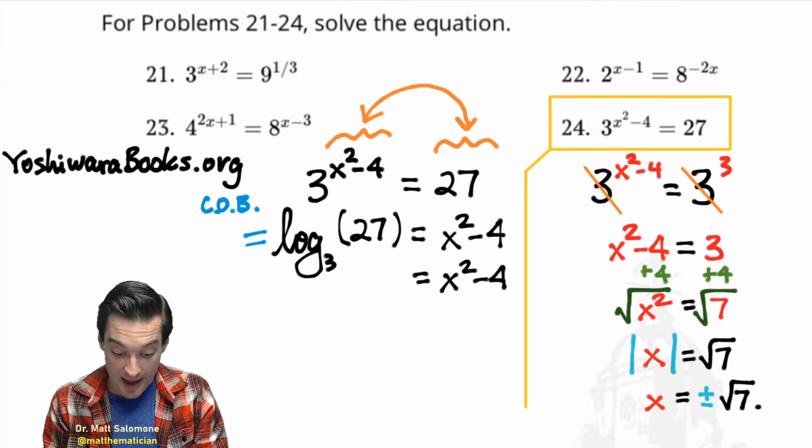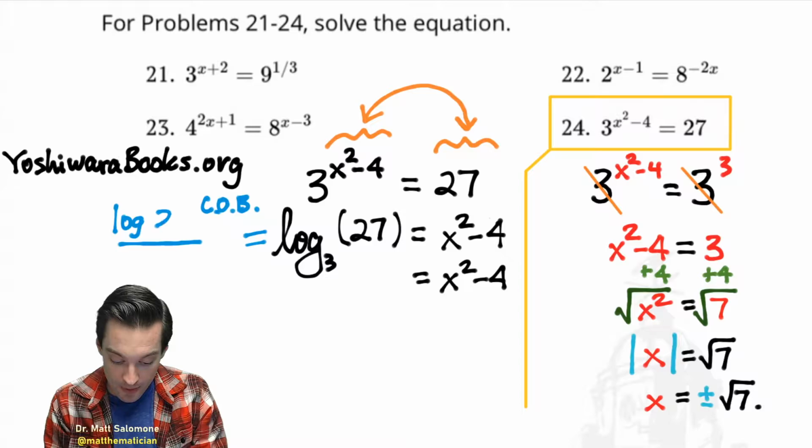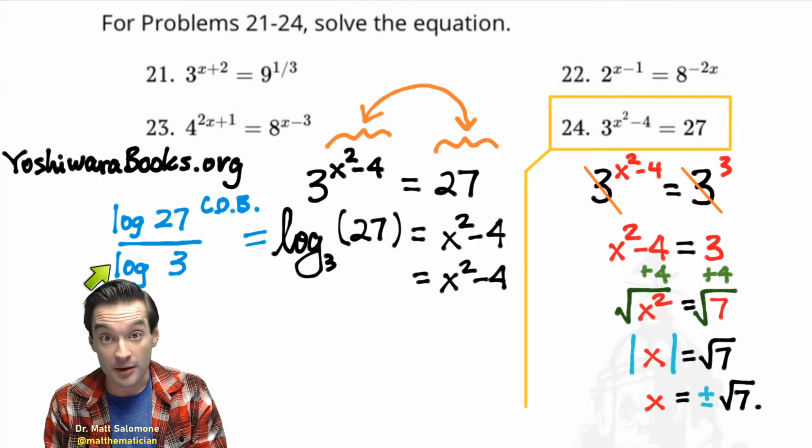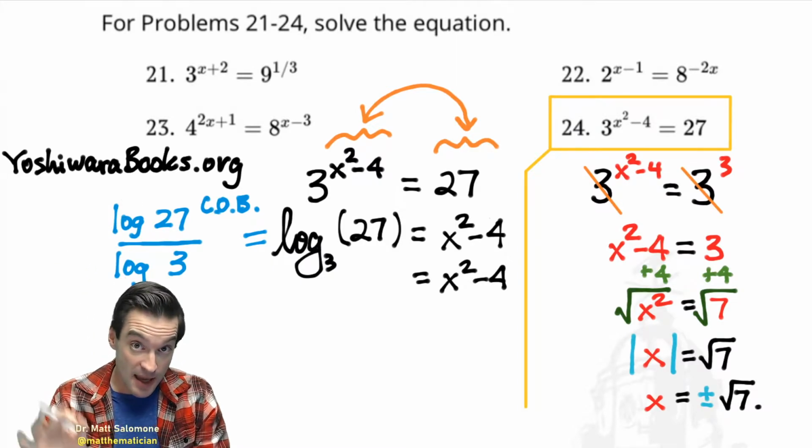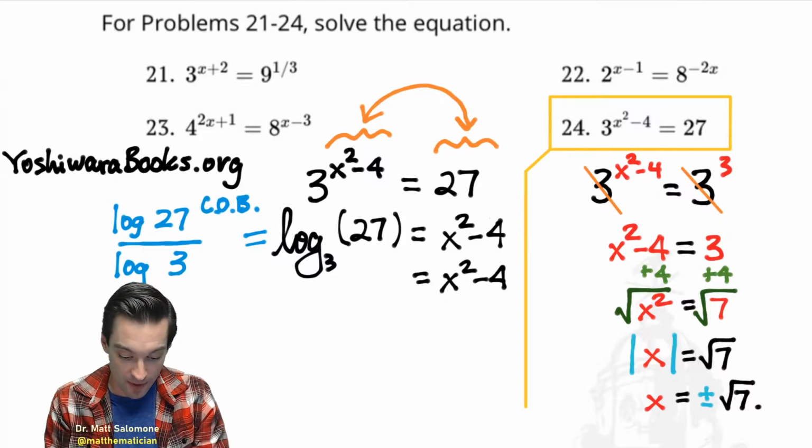we can rewrite as the log of 27 divided by the log of 3. And those logs, right above my head here, those logs can be taken with respect to any base that we like. Okay? That's the real beauty of the change of base formula. So let's suppose that we want to use a base 10 log.